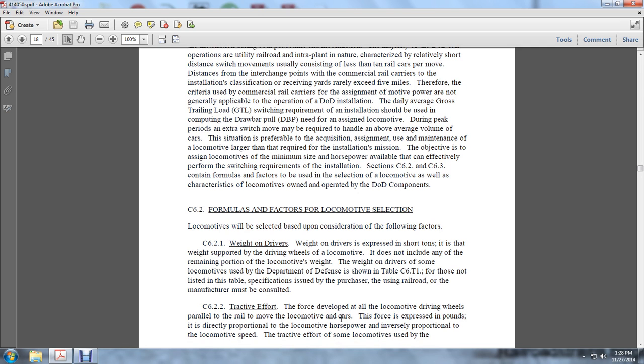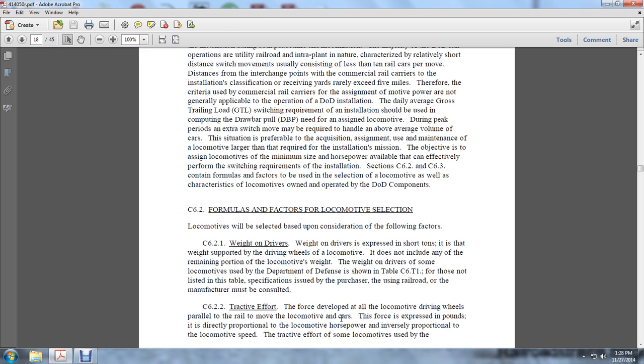Weight on the drivers. The weight on the drivers, expressed in short tons, is the weight supported by the driving wheels of the locomotive. It does not include any of the remaining portion of the locomotive's weight. The weight on the drivers of some locomotives used by the Department of Defense is shown in Chapter 6, Table 1. For those not listed in the table, specifications issued to the purchaser or the railroad manufacturer must be consulted.